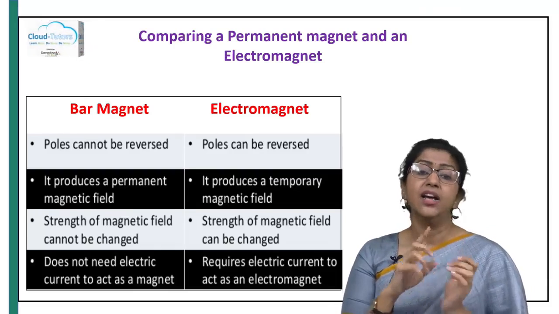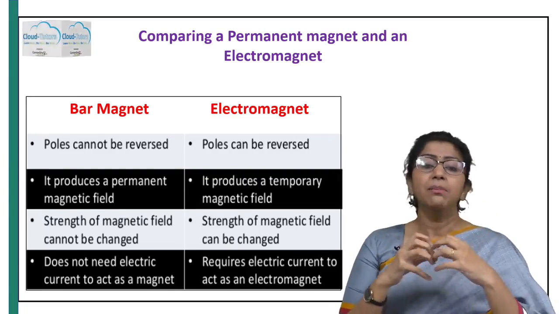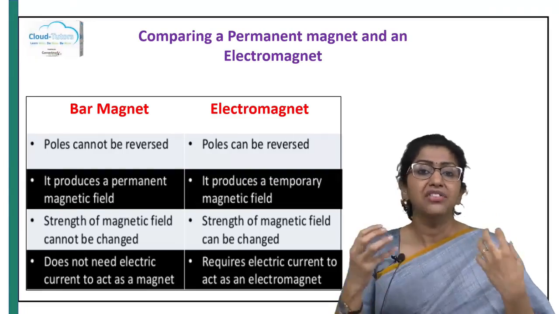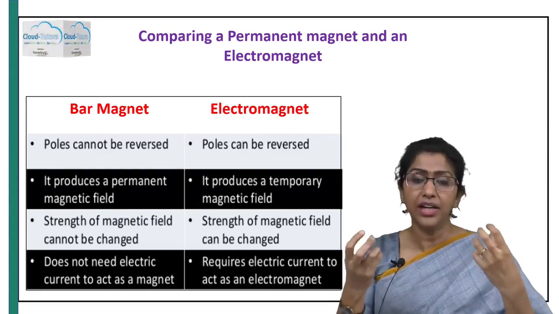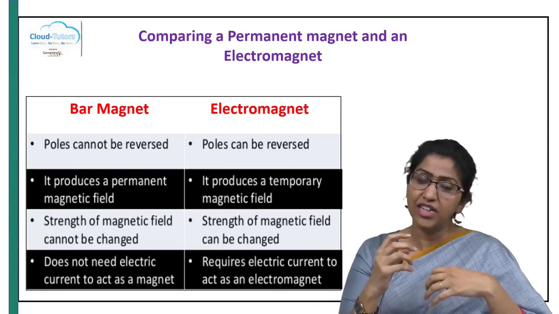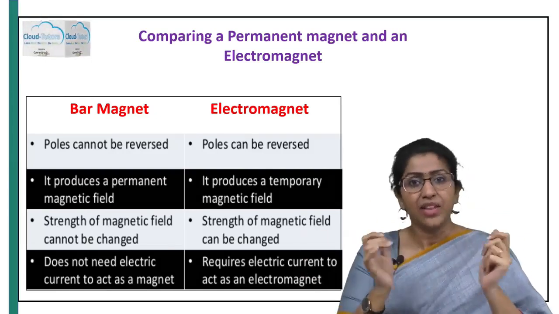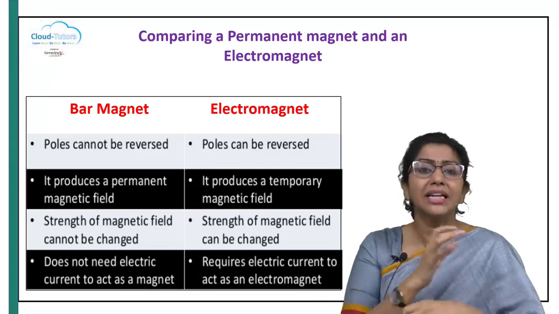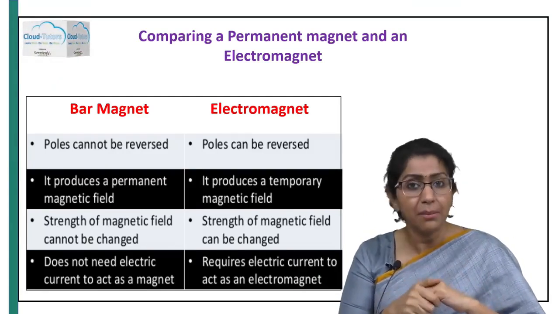First thing is that we can reverse the poles, as in when the magnetic field is induced around a given solenoid, if we reverse the direction of the electric current, what happens? The poles also get induced reversely, right? Basically, the direction of the magnetic field is also reversed, correct? This is what we learned using Maxwell's thumb rule.